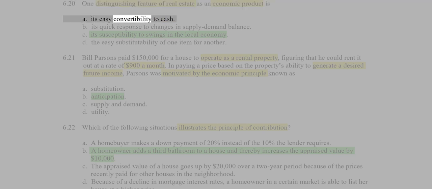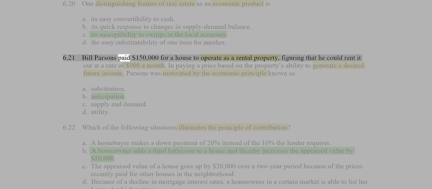Its easy convertibility to cash. B. Its quick response to changes in supply-demand balance. C. Its susceptibility to swings in the local economy. D. The easy substitutability of one item for another.